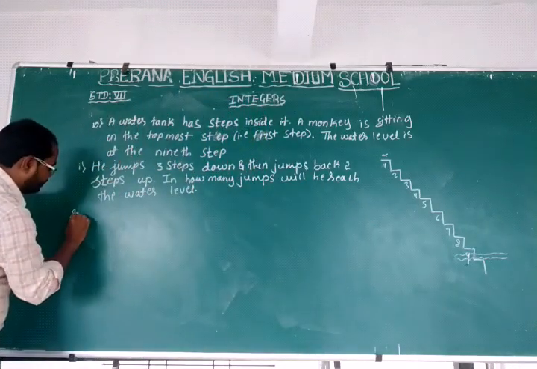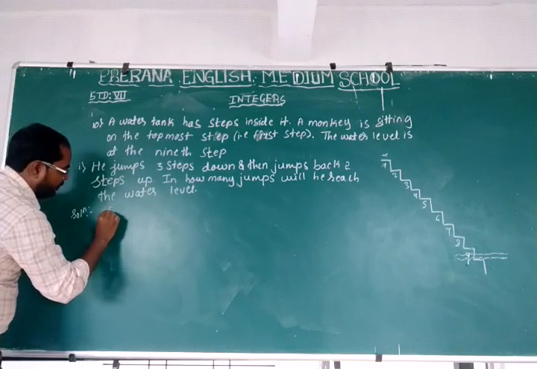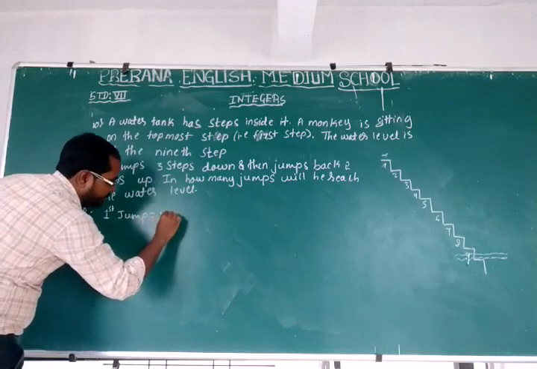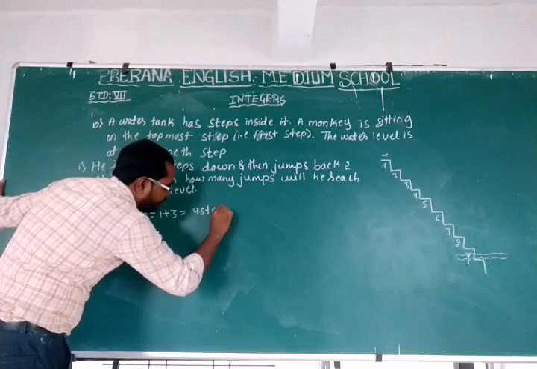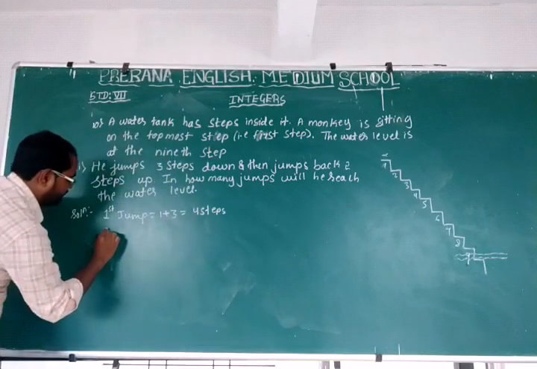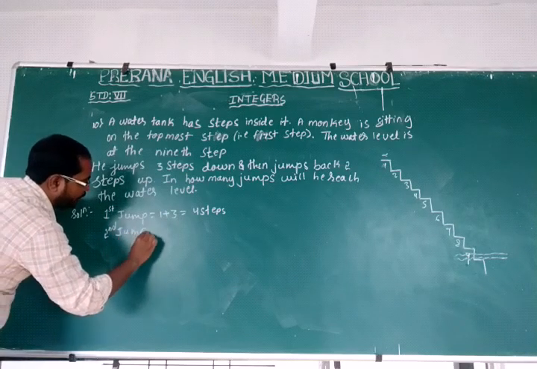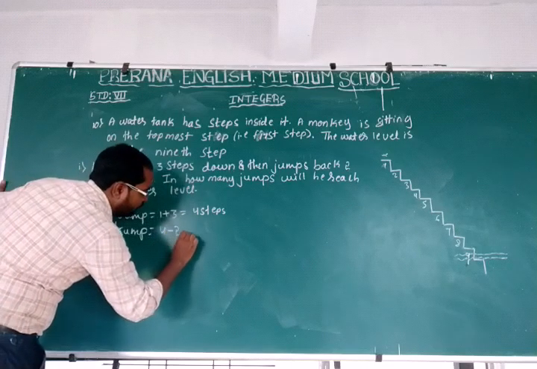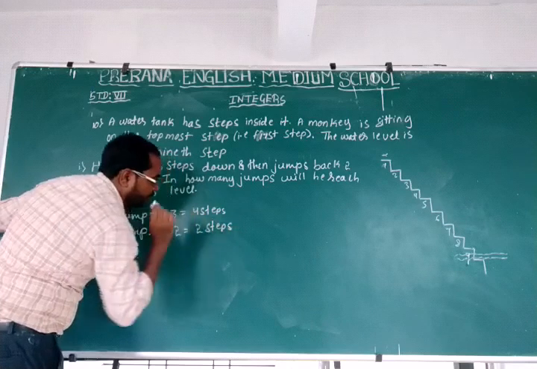So, first step, first jump. We'll take the first jump. First jump, it is at the first step and it will jump 3. So, it will reach the 4th step for one jump. So, second jump. Second jump it will jump back, not the front. That means 4 minus 2 will be, again it reaches back to the second step.